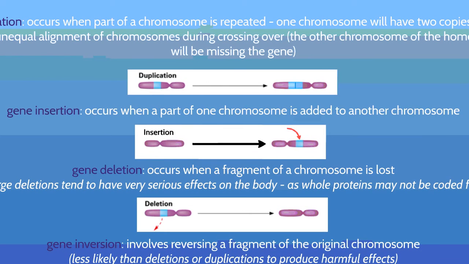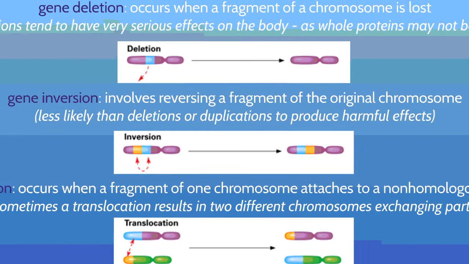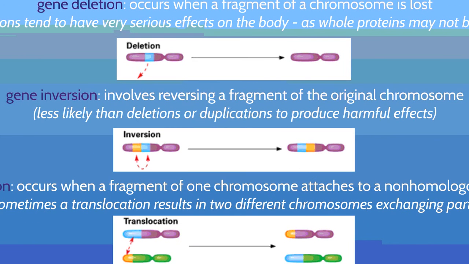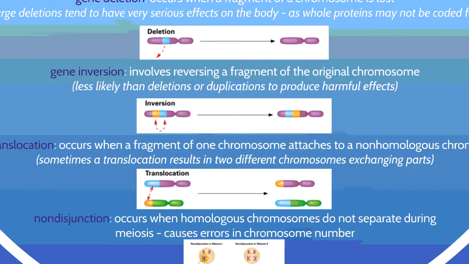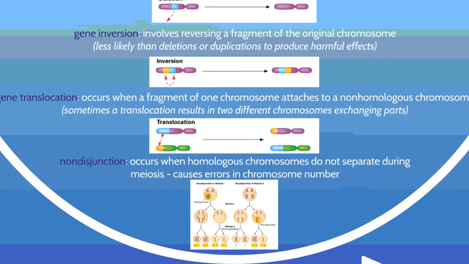Gene deletion, where a gene is actually removed from that chromosome. Gene inversion, where the order of genes can actually be switched. And then there's translocation, where you can exchange pieces of non-homologous chromosomes with one another. And then there's non-disjunction, which happens when your homologous chromosomes do not separate correctly during meiosis. This ends up creating errors in your chromosome numbers in your gametes.